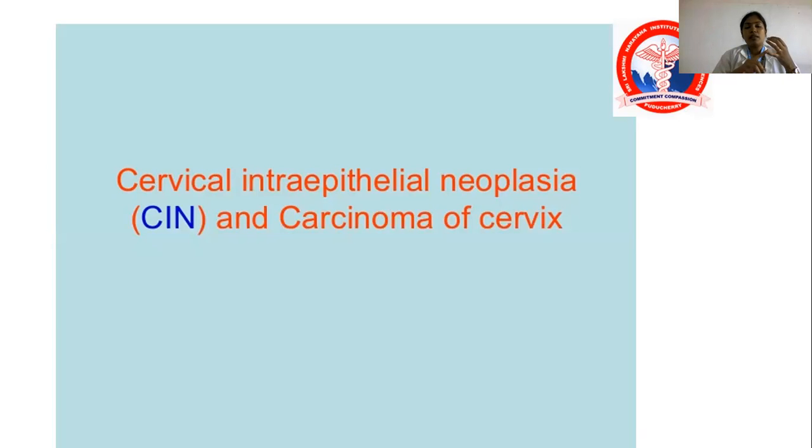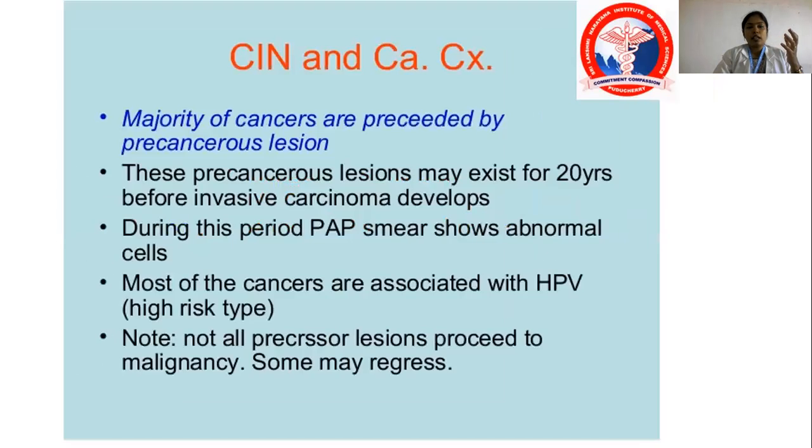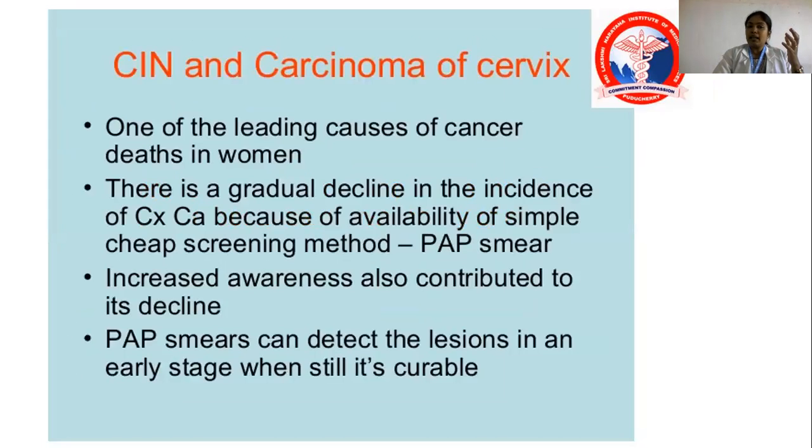Now we will see about cervical intraepithelial neoplasia and carcinoma of the cervix. Now we will see about CIN1. I've told you earlier itself, this classification is no longer used. CIN1, 2 and 3 is no longer used. Instead of that, we use LSIL and HSIL. Okay, LSIL is composed of CIN1 and HSIL is composed of CIN2 and 3. That I will tell you in my subsequent slides. What is CIN? CIN is nothing but cervical intraepithelial neoplasia. It is one of the leading causes of cancer deaths in women.